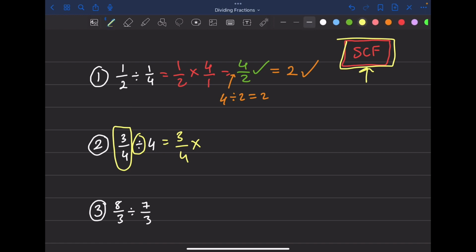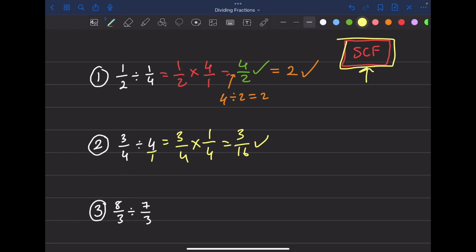Since it's a whole number, we already know that a whole number is the exact same as the whole number over 1. So 4 is the exact same as 4 over 1. And now we can actually flip it. So if you flip 4 over 1, you get 1 over 4. And now if you actually multiply, 3 times 1 is 3. 4 times 4 is 16. And we are done.